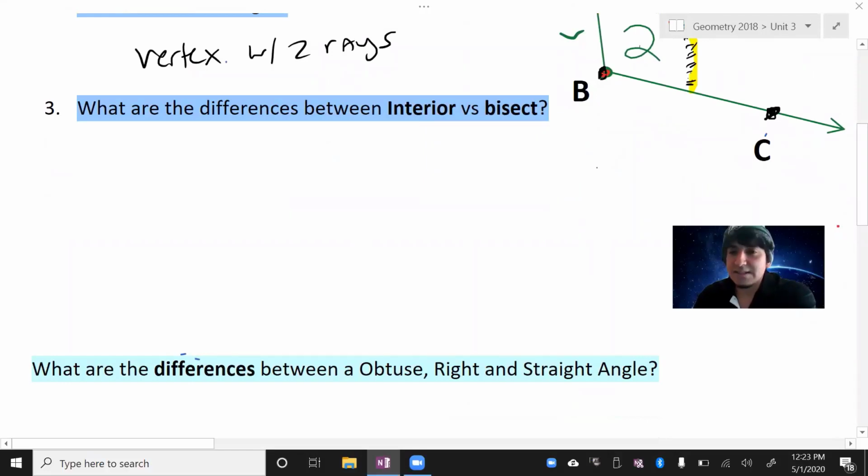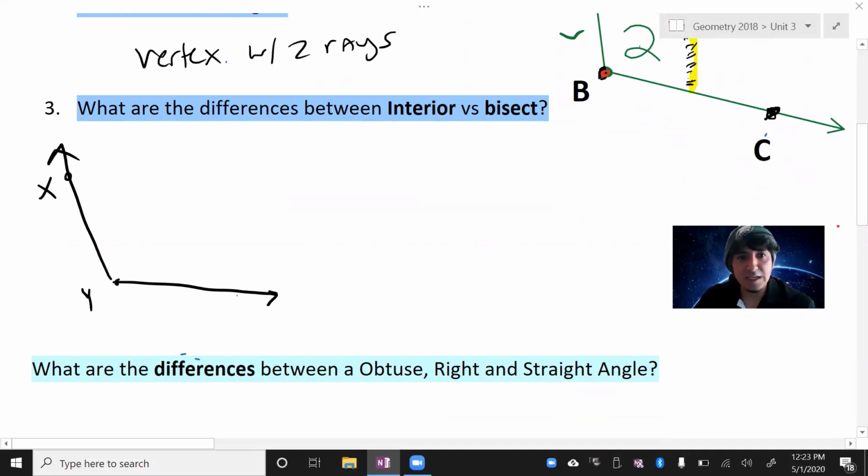Now the other part is that you have interior and then you have bisect. The difference between these two is when you have an angle that's on the interior. I'm going to create this, just making it up. So we'll call it X, Y, and then Z. And then we'll use the same type, and we're going to see a difference.